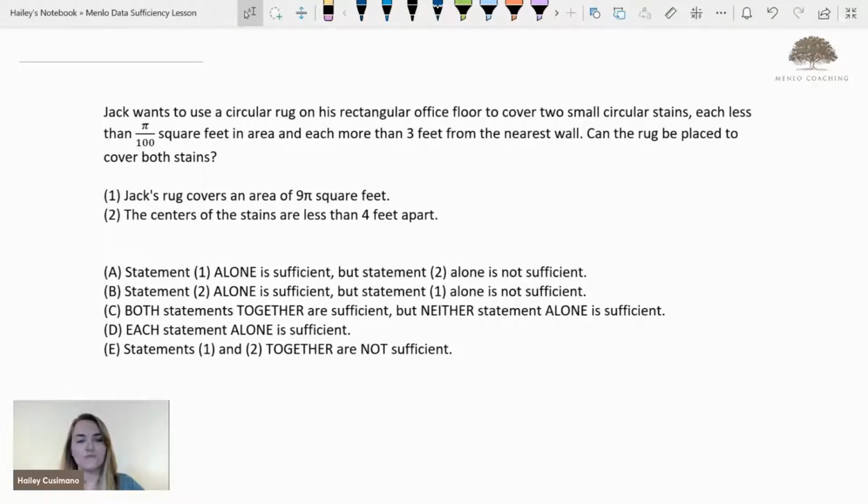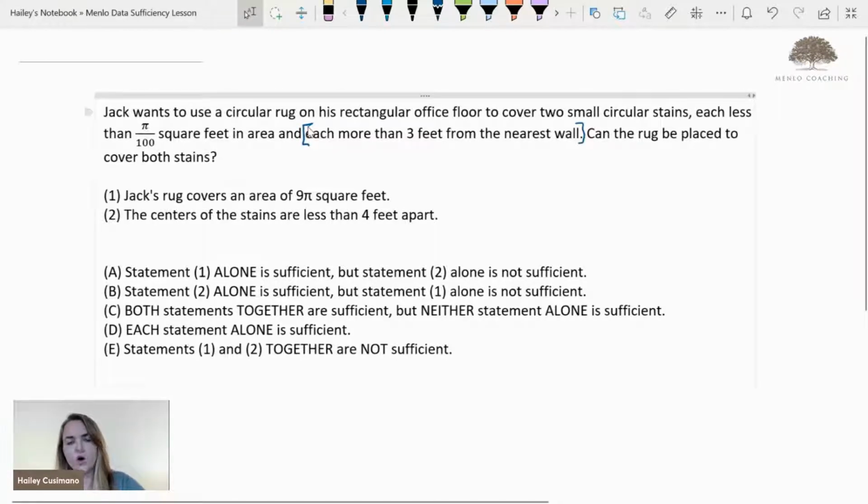Now, first off, we've got these two stains and we're using a rug to cover the two stains. And we want to know whether that rug can be placed to cover both stains. They've given us this piece of information here, each more than 3 feet from the nearest wall. But then they don't tell us anything about the size of the room in the question stem. And they're not going to tell us anything about the size of the room if we give a quick scan to our statements, which we ought to do just to provide some context on the type of information we're being presented with and what that means we're likely being tested on.